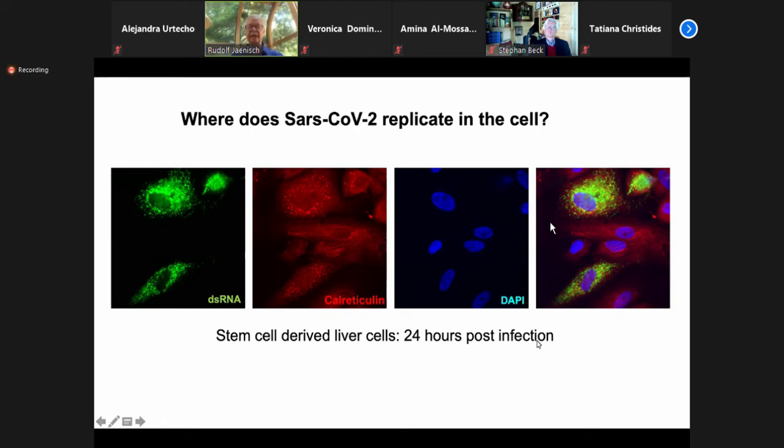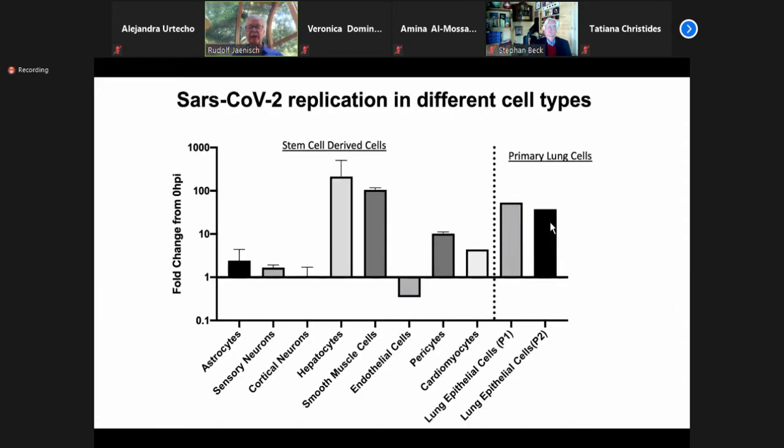You can see in these cells, which are CALO3 cells, which replicate really well, you find cells really expressing double-stranded RNA. PCR, this gives you an overview of all the different cell types we use. We find that astrocytes, sensory neurons, cortical neurons almost don't express at all. So this is not PCR. This is infectious virus, right? Infectious virus in the supernatant.